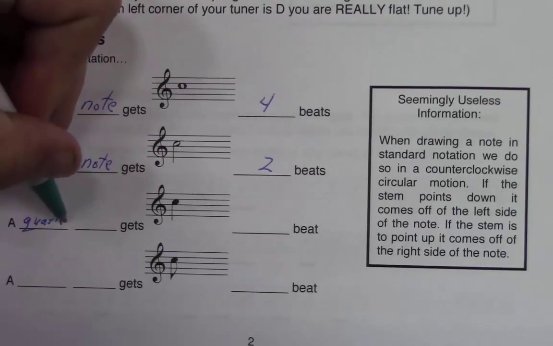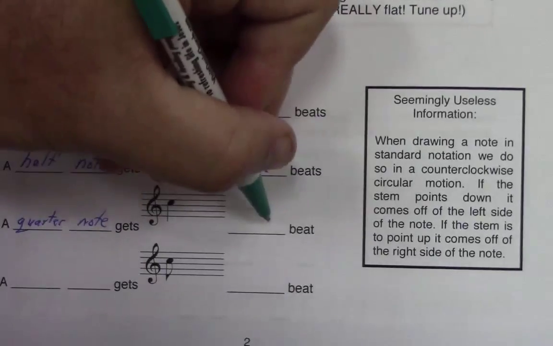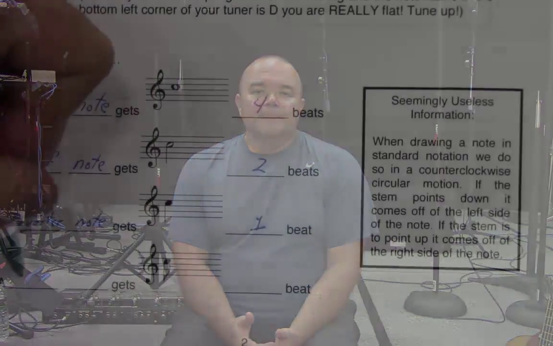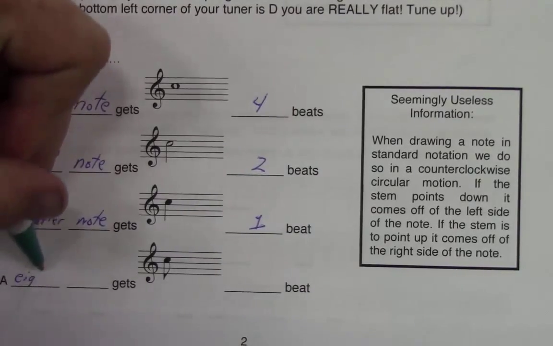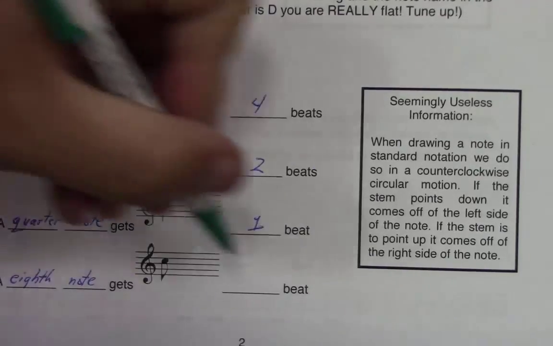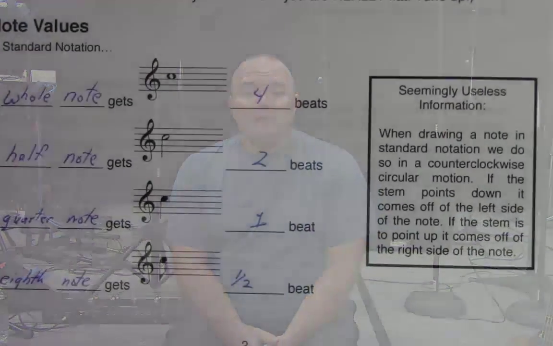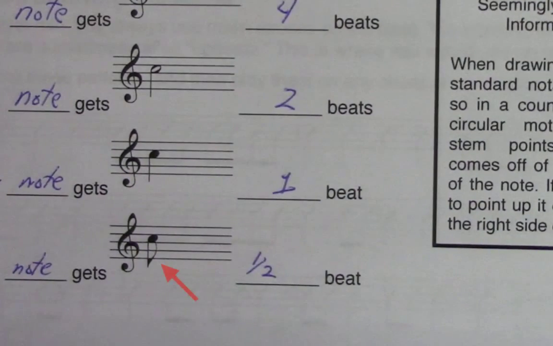And the way you make a quarter note is by drawing a half note but coloring it in. And then finally, as far as we're going to go today, an eighth note gets 1/2 of a beat. How do you get a half a beat? Well, I'll explain that to you in a minute. How do you draw an eighth note? You draw a quarter note and you put a little flag on it. That's all there is to it. It's really, really simple.